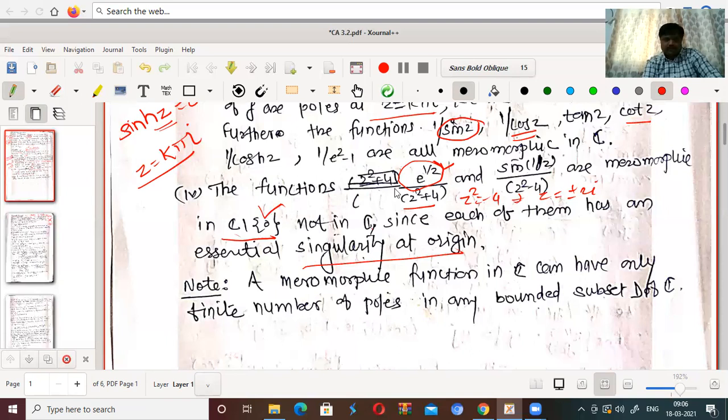So, isn't it? A function is meromorphic if it has isolated singularities. If a function is meromorphic in D, that function has isolated singularities in D, not essential singularity. That is the condition. Okay. So a meromorphic function in C can have only a finite number of poles in any bounded subset of C. So there should be only a finite number of poles, not essential singularities. Okay, that is the concept of meromorphic.